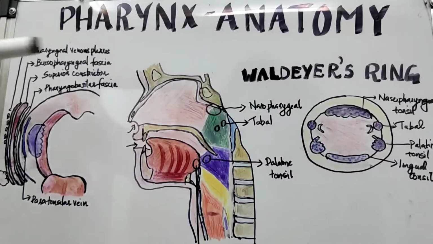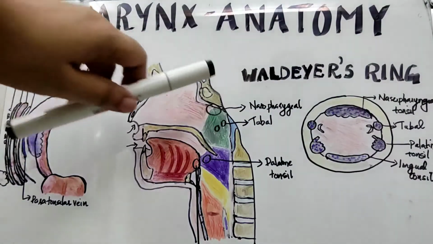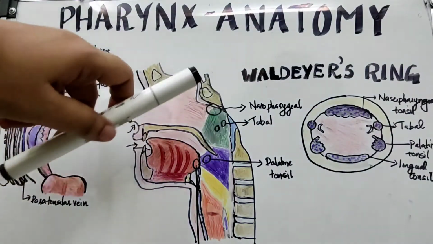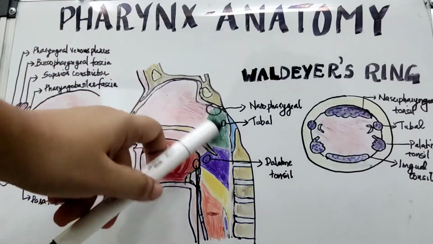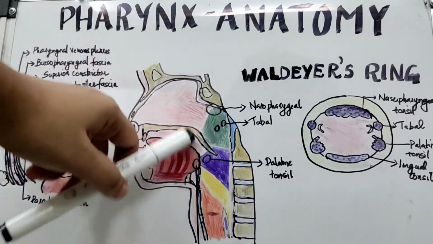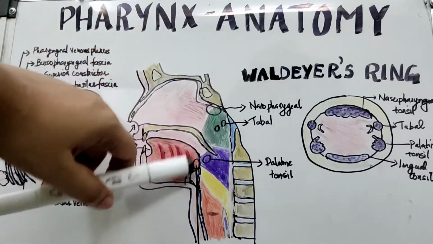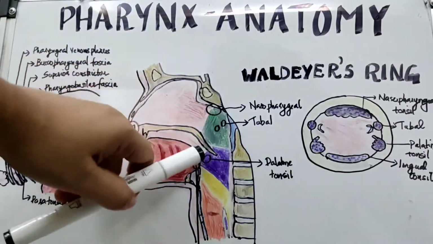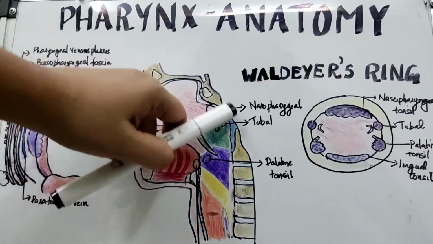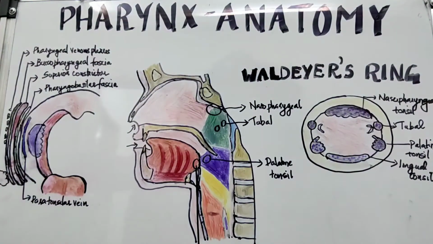Hello everyone, in this video we will continue the anatomy of the pharynx. Today's main topic of discussion is the Waldeyer's lymphatic ring. So what is the Waldeyer's lymphatic ring? It is a cluster or aggregation of lymphoid tissues around the nasopharyngeal isthmus. So this is the nasopharyngeal isthmus and here is the Waldeyer's ring. These are the lymphoid tissues, and they are arranged in the form of a ring. Hence it got the name Waldeyer's ring.